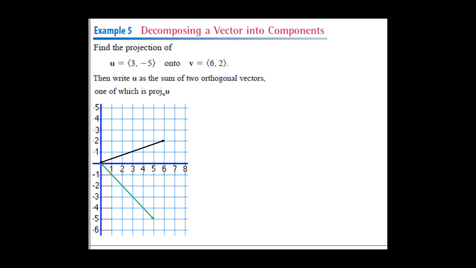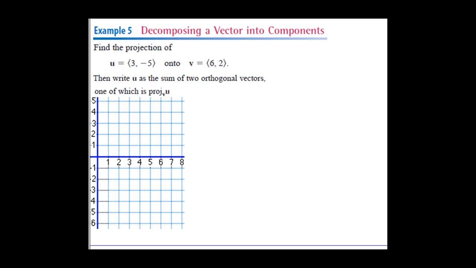All right, so example 5, finally. Let's find the projection of u onto v, and write u as a sum of two orthogonal vectors, so perpendicular vectors, one of which is the projection of u onto v. Well, we got this. So vector u is given by 3, negative 5. And vector v, which we'll represent as the ground, is 6, 2. Okay, let's get those labeled as well.